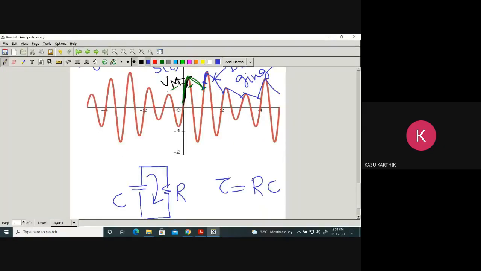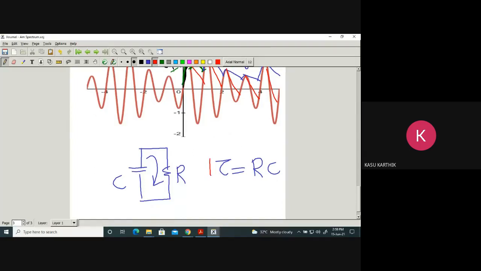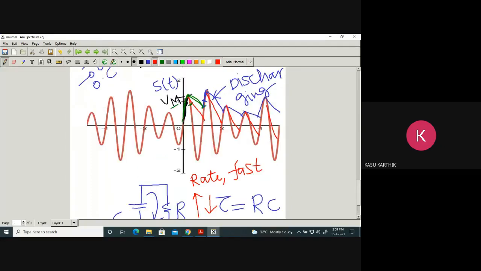If it is discharging fast, instead of this moderate curve, you get it like this: discharging very fast. That is the problem of having a smaller time constant. If the time constant is small, the discharging rate will be more, or fast. Yes, it discharges very fast. So that is the problem.